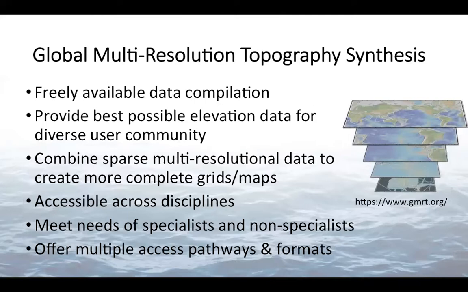So we're combining sparse multi-resolutional data to make more complete grids and maps. We're trying to enable access across disciplines, from biologists who might be less well-versed with how to work with sonar data but need it for their work, to chemists, to geophysicists. We really want to make sure that we're meeting the needs across that continuum and that we offer different access pathways and formats so that everyone can make use of the data.